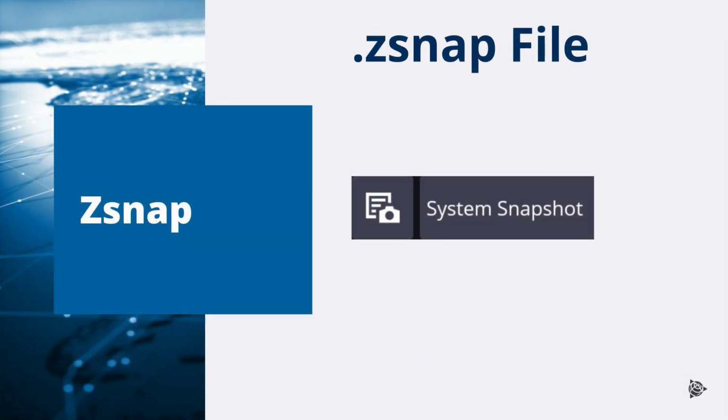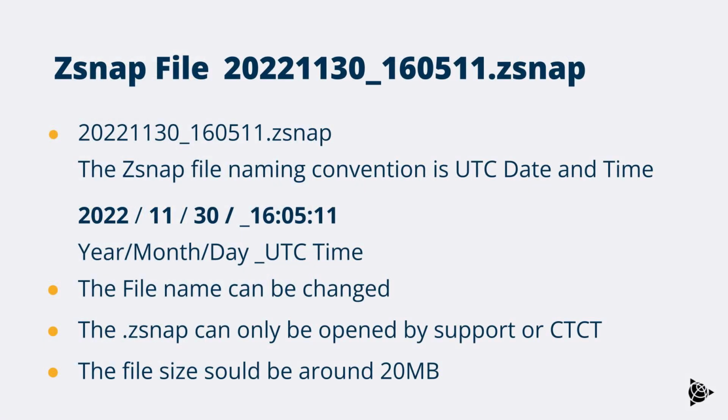The Zsnap file. The Zsnap file name is the date and UTC time the file was created, in the year, the month, day and time. The file name can be changed if needed. The .zsnap file can only be opened by support and CTCT. The file size should be around 20 megabytes when the file is generated.